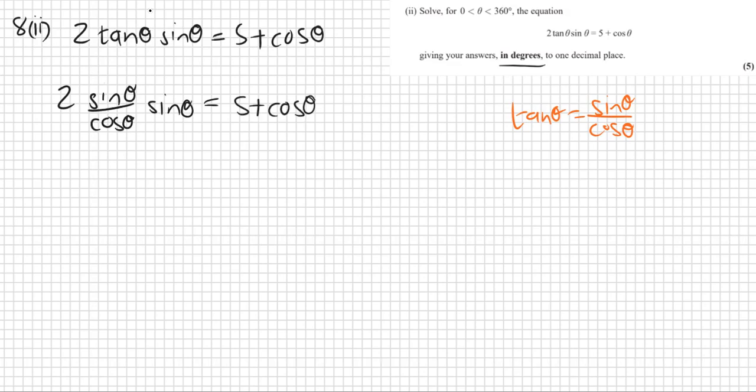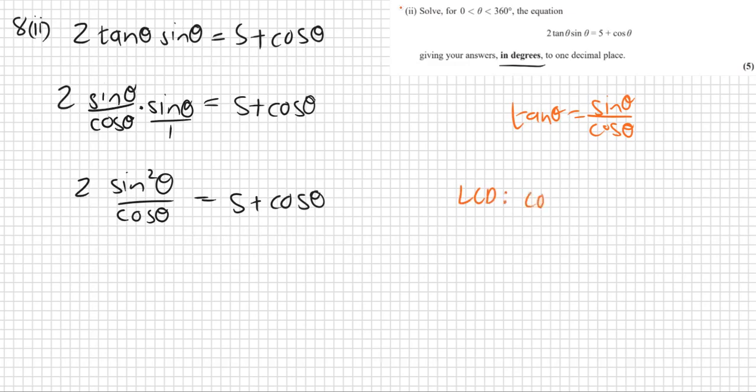Let's just simplify this a bit. So it's sine over 1. So it'll be 2 sine times sine, which is sine squared theta over cos theta, is equal to 5 plus cos theta. Right, that looks a little bit better. Now we have cos theta in the denominator. So we want to make an LCD, and we can choose our lowest common denominator as cos theta.